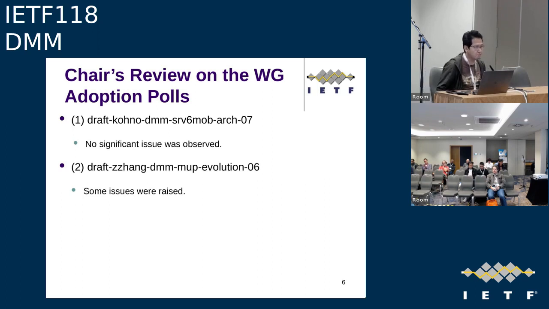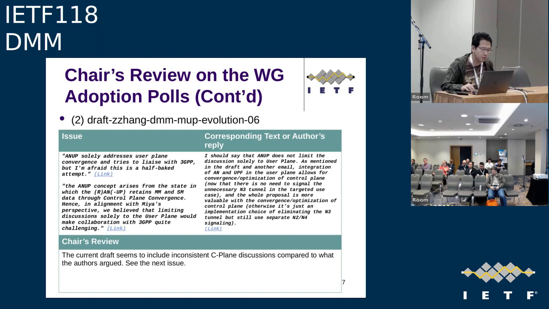Let me share very quickly the results of the adoption poll. The first one is the SRv6 mobile user plane architecture discussion draft. I can see a good number of supporters for this draft. Thank you very much. The second one is the MAP evolution draft. We had some discussion on the list. Thank you very much. I'd like to provide our review from the chair's point of view in the next few slides.